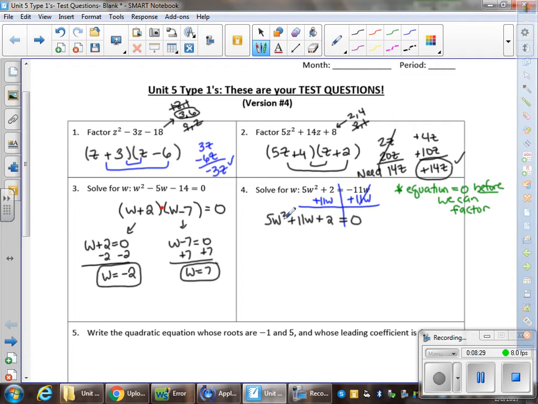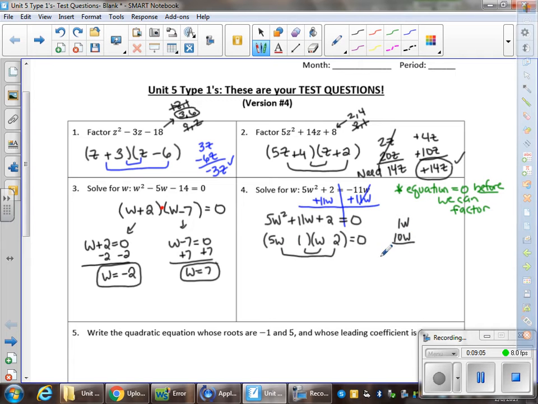Okay, let's start. 5 is prime, so I know it has to be 5w times w. 2 is also prime. That's nice. So either there's a 1 here and a 2 here, or vice versa. So let's try 1 and 2. Let's check. Inner plus outer. So inner would give me a positive 1w. Actually, let's not say positive or negative yet. Let's just say 1w. Outer would be 10w.